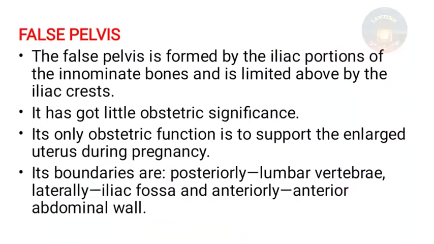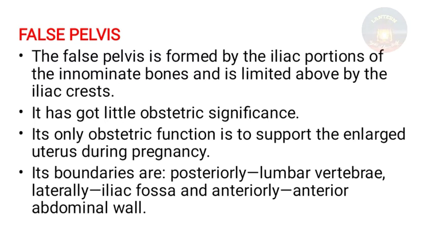Next is false pelvis. What is false pelvis? The false pelvis is formed by iliac portions of the innominate bones and is limited above by the iliac crest. It has got little obstetric significance. Its only obstetric function is to support the enlarged uterus during pregnancy. Its boundaries are posteriorly lumbar vertebrae, laterally iliac fossae, and anteriorly anterior abdominal wall.